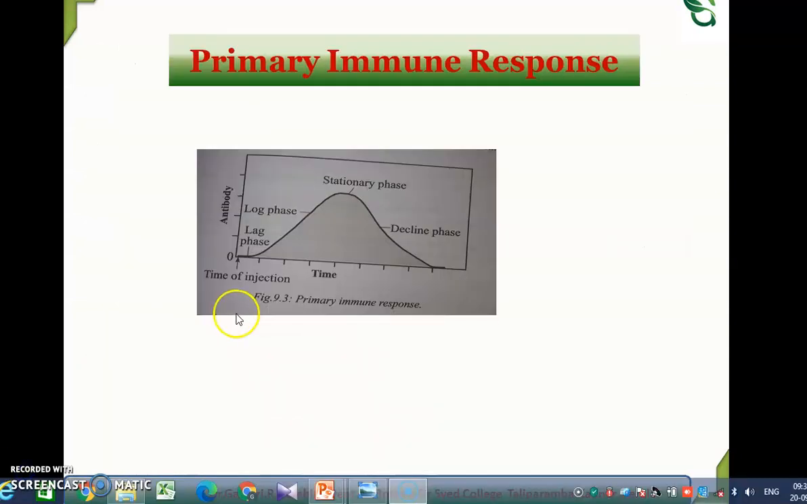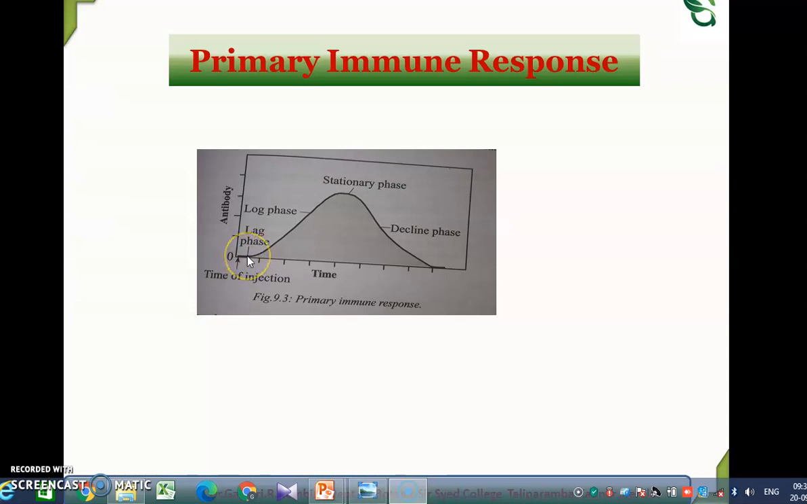The first phase is the lag phase. The lag phase is the phase formed immediately after the priming dose. Here the amount of antibody produced is very low because the injection has just entered the body, and the body has just started reacting against the antigen.